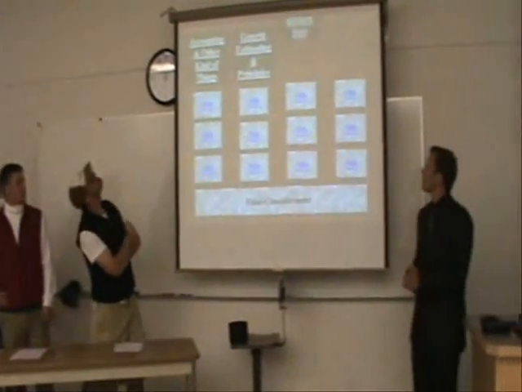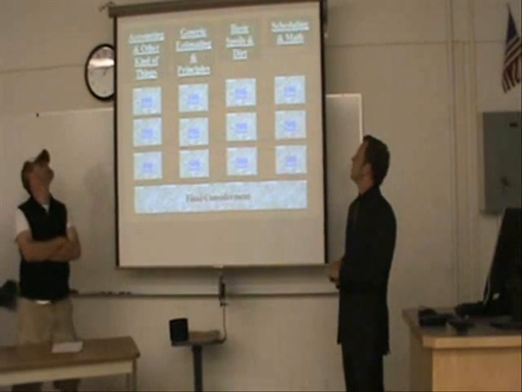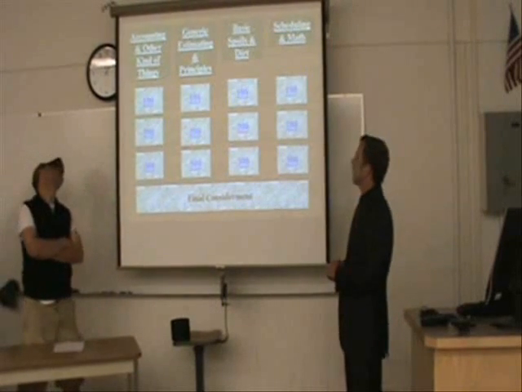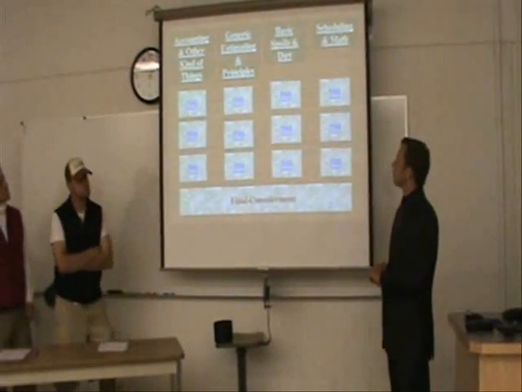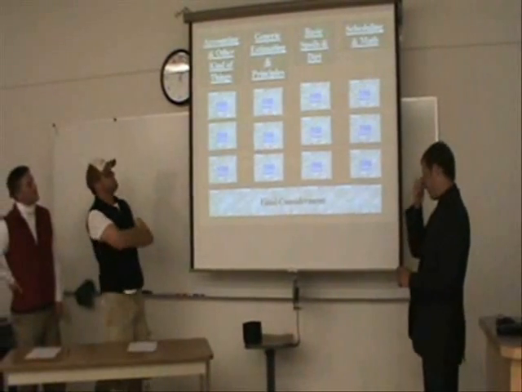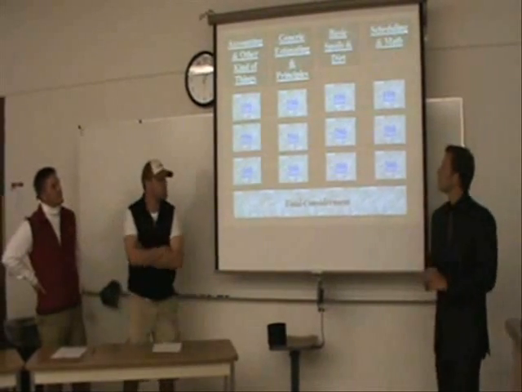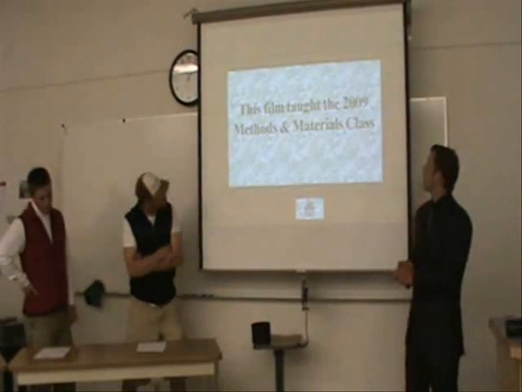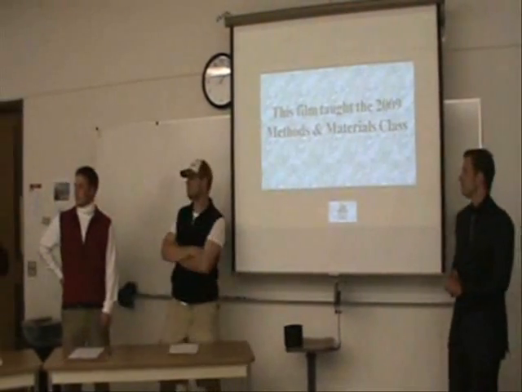First, we'll look at our categories. Our categories for tonight are accounting and other kinds of things, generic estimating principles, basic spoils and dirt, and scheduling and math. Dr. Pluggy, you have been chosen to choose the first category. Please, select your category. I think I'm going to take accounting and other kinds of things for 100. All right. For 100 points, this film taught the 2009 Methods and Materials class.